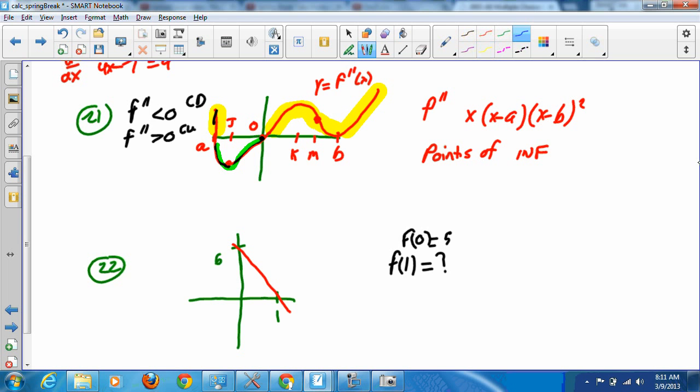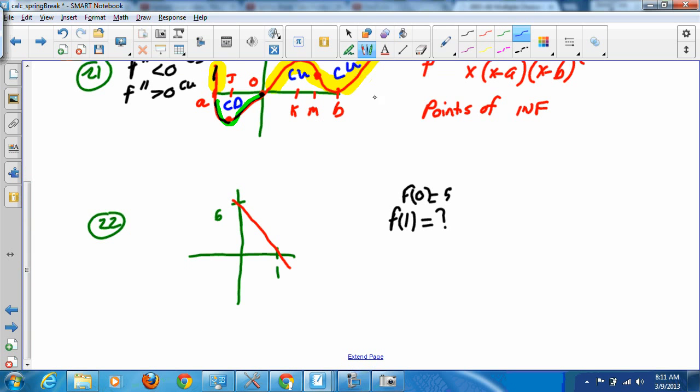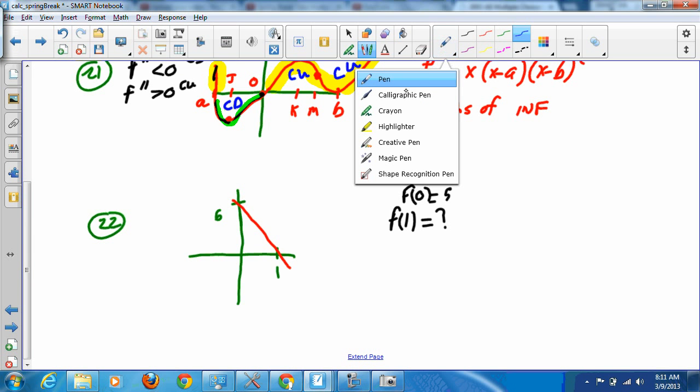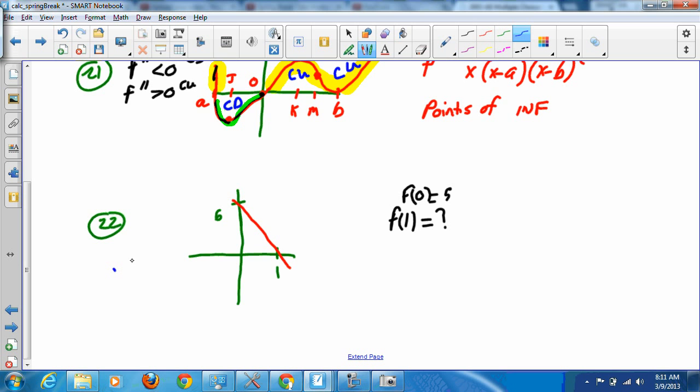Let me just label these here so you can hit pause if you'd like to. It's concave down here. The function is concave up here, concave up in this interval, and concave up here. So give it a shot and see what you think. Hit pause if you need to. And let's move on to number 22.